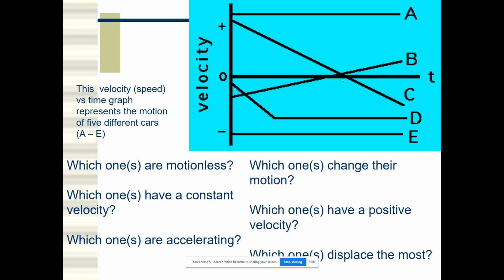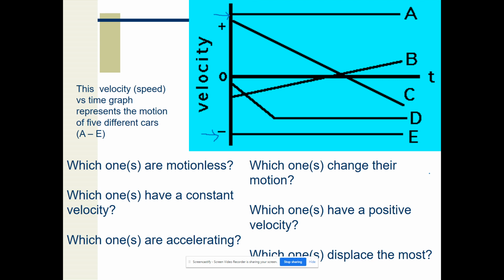Which ones have a constant velocity? Constant velocity means a straight flat line with no slope. I can see 2. A has a constant positive velocity. Maybe you can think of it as going forward. And E has a constant negative velocity. Maybe you can think of it as going backwards.